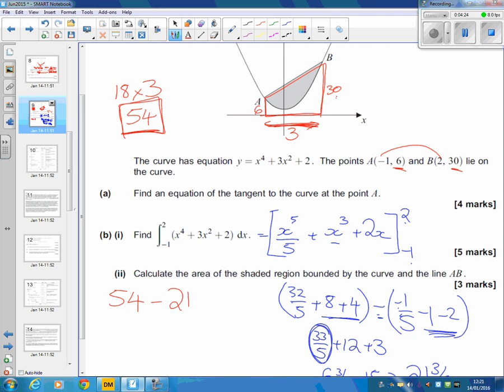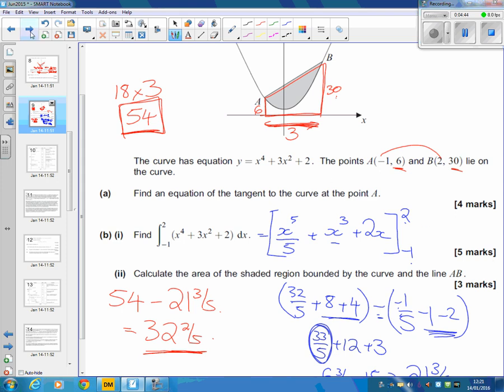Take away the 21 and 3 fifths that we had earlier, and the area that we're left with here then is 32 and 2 fifths. Again, I've had some students that got all the way down to there and then couldn't do the takeaway. You can't make negative slips in a Core 1 paper like that.